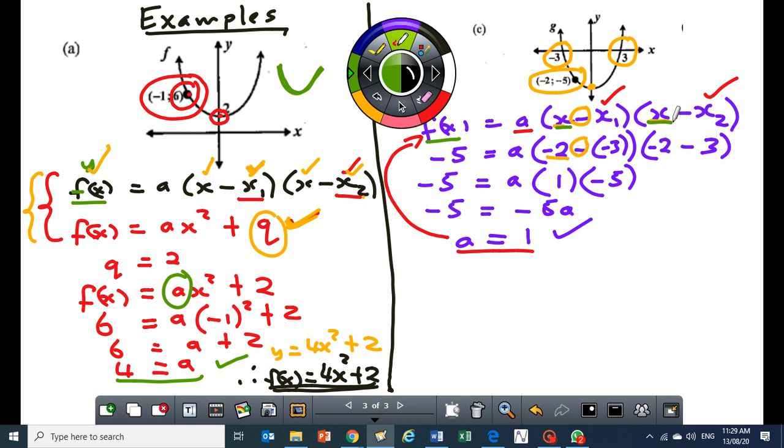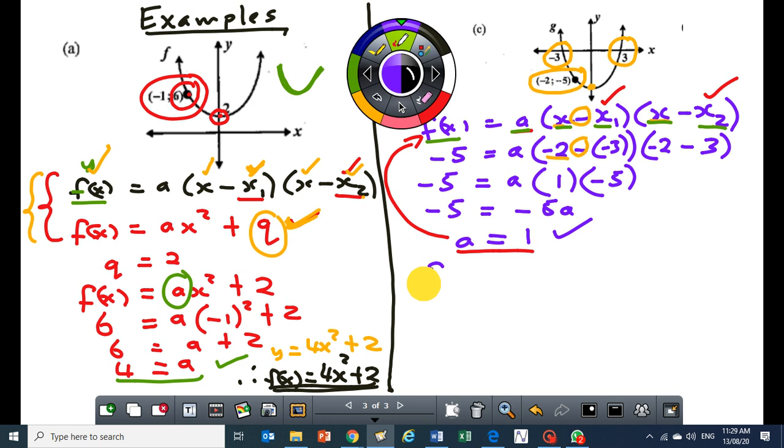Okay? So, when you want to find the equation after calculating the value of a, you go back to the original equation, you substitute the a, okay, you substitute x1 and x2. You don't have to substitute f of x and x, no. Okay, so let's carry on now.